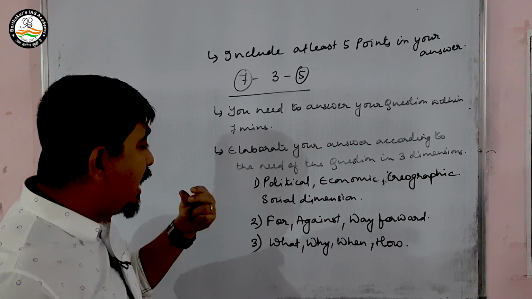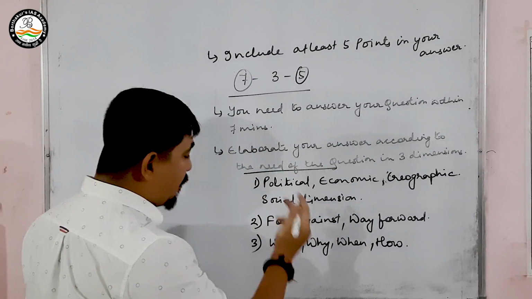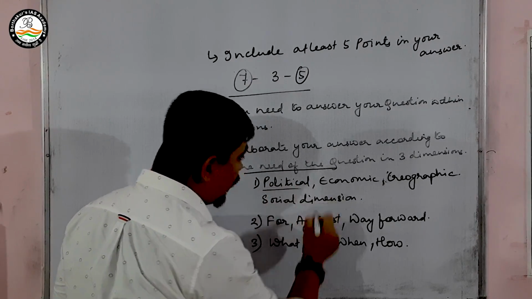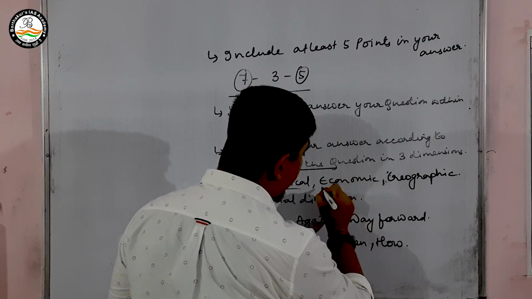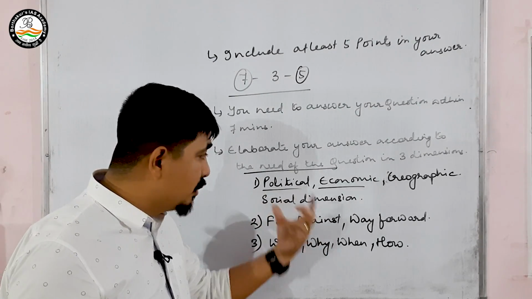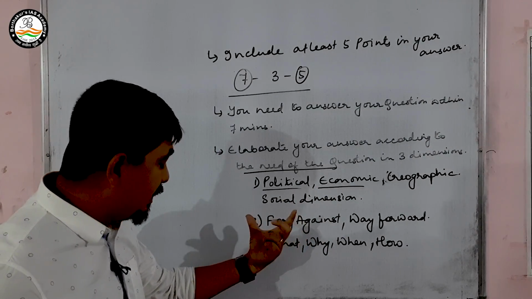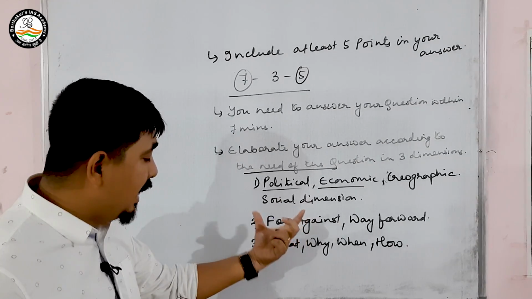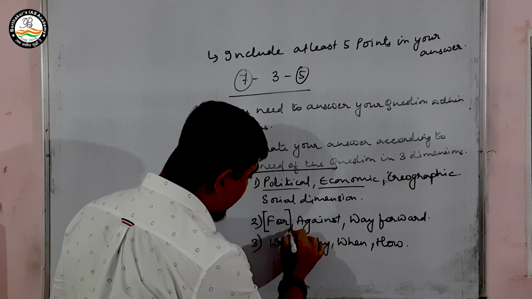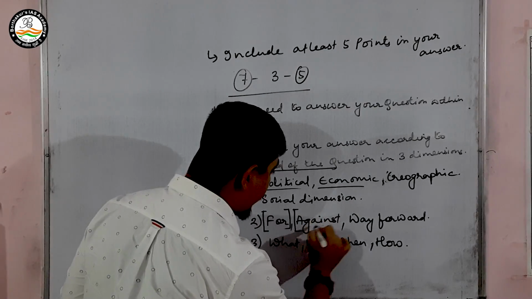So whenever you are getting a question, according to the need of the question, you should elaborate that answer. You should write that answer thinking about it from the political viewpoint, the economic viewpoint, the geographical viewpoint, and you should also try to point out the social dimension of that particular topic. Then the second dimension that your answer should have, according to the need of the question, is that you should try to write the things which are for that particular statement. If there are things that are said against the statement, you should also point that out.